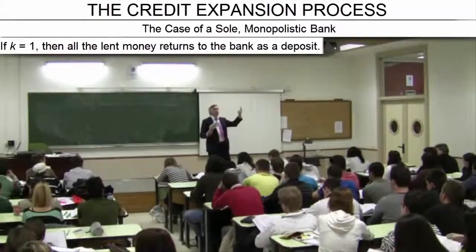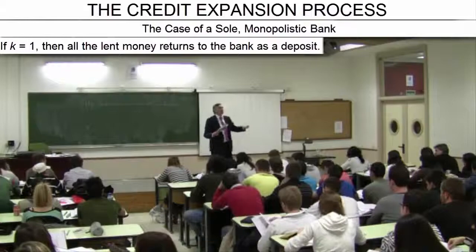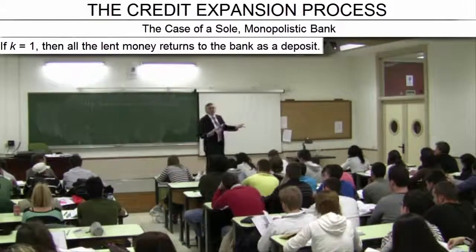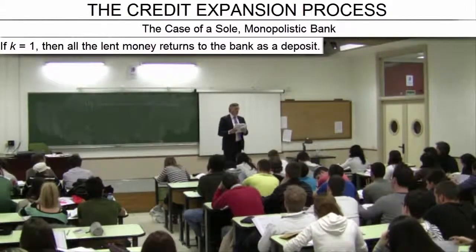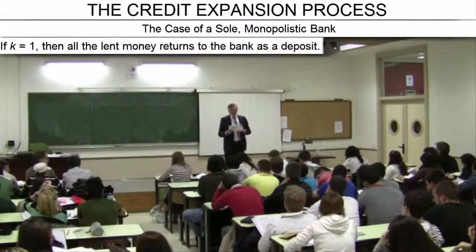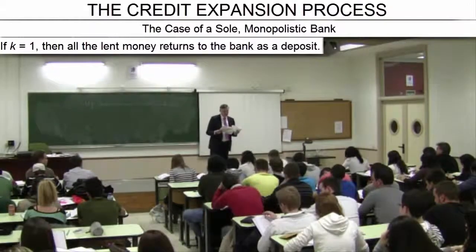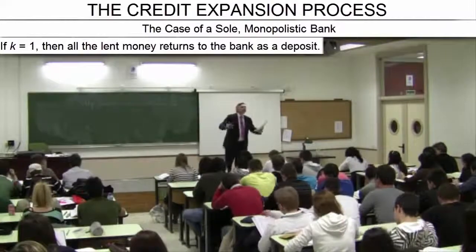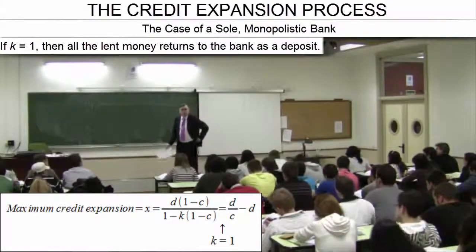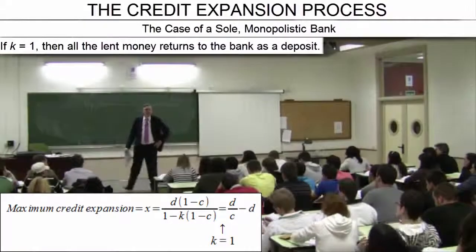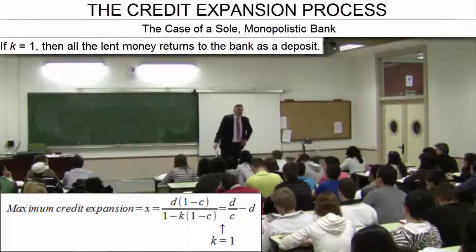But let us consider the case of a sole monopolistic bank, which is very simple, because it is the case in which K is equal to 1. As there is only one bank, and we all use the bank, even if I am a supplier of borrower Z, and the company pays me, I immediately deposit all that it pays me back in the same bank. And that is important, because when K is equal to 1, this formula is drastically simplified.